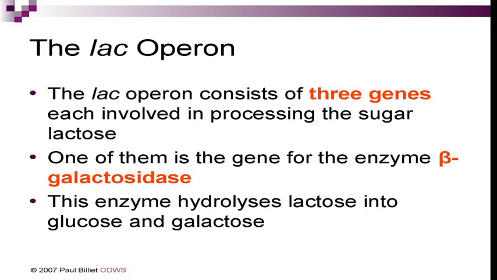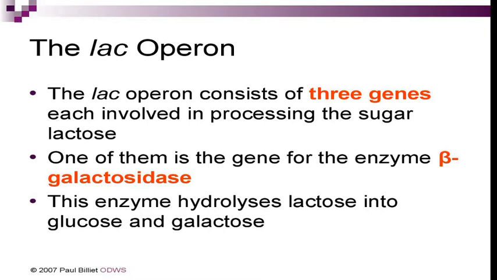One of the genes is LAC-Z, which codes for the enzyme beta galactosidase. So, what's the role of beta galactosidase? This enzyme hydrolyzes lactose into glucose and galactose. Since lactose is a disaccharide, it has to be broken down into glucose and galactose. The enzyme which is responsible for this action is beta galactosidase. Lac operon is an inducible operon. So the presence of a chemical switching on the operon is the inducible operon concept.